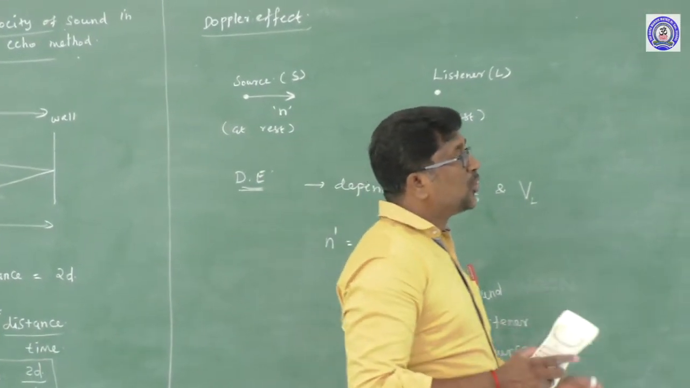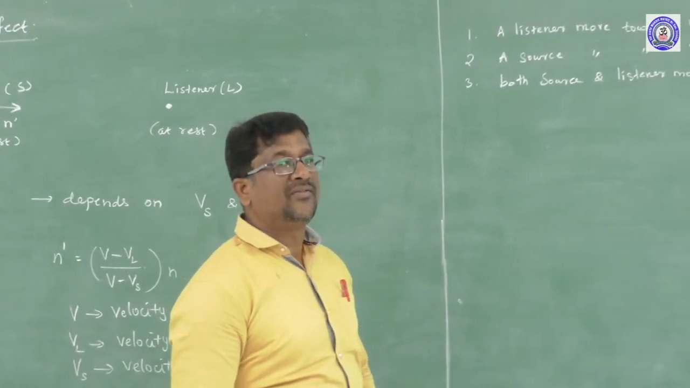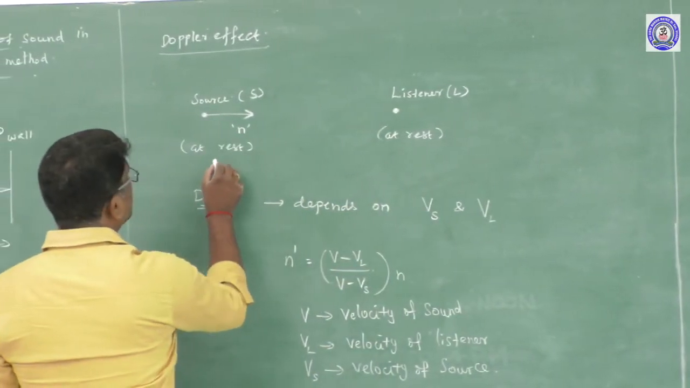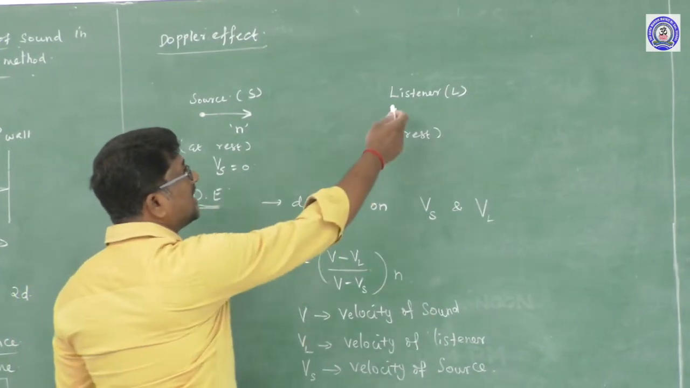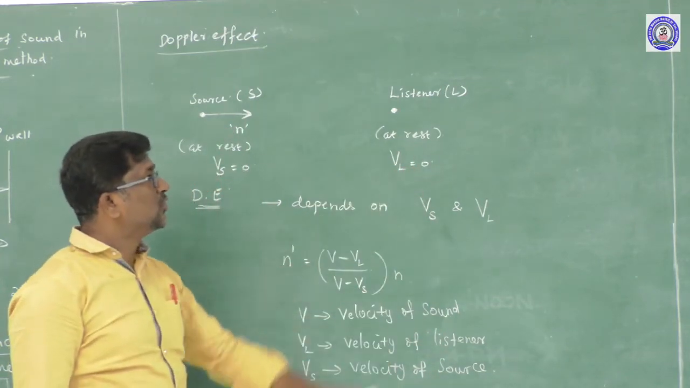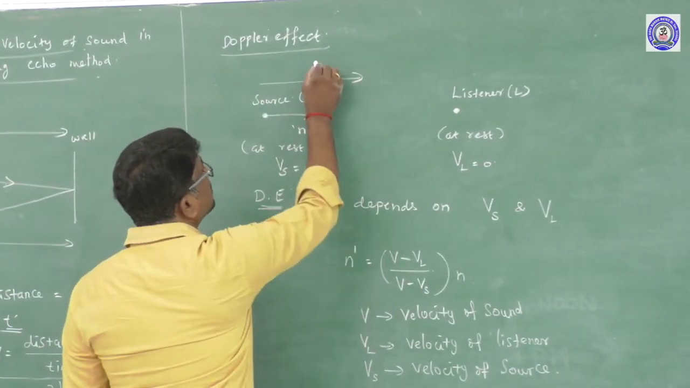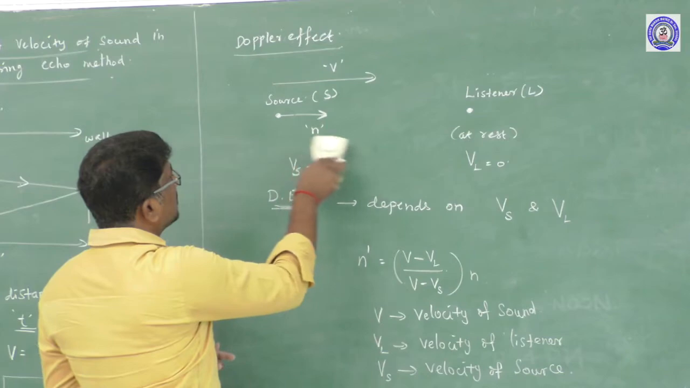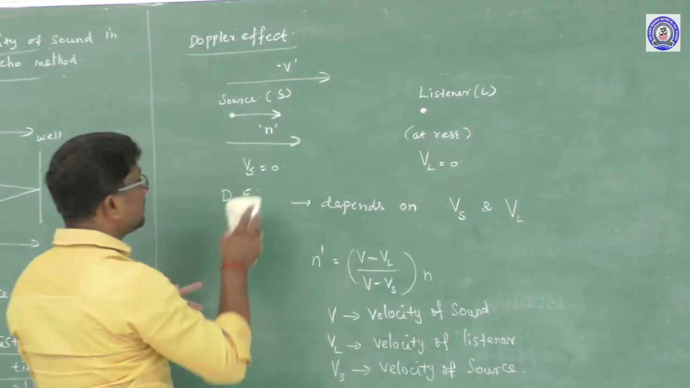But one more thing, a sign convention must be followed while dealing with the Doppler effect. For example, if the source is at rest, the Vs value is 0, that is the velocity of the source is 0. If the listener is at rest, then we substitute Vl equal to 0. This source emits a sound wave that travels with a velocity of V. Suppose the source also travels towards a stationary listener.